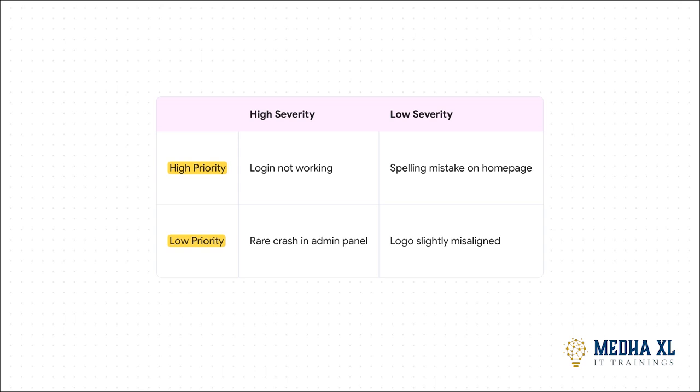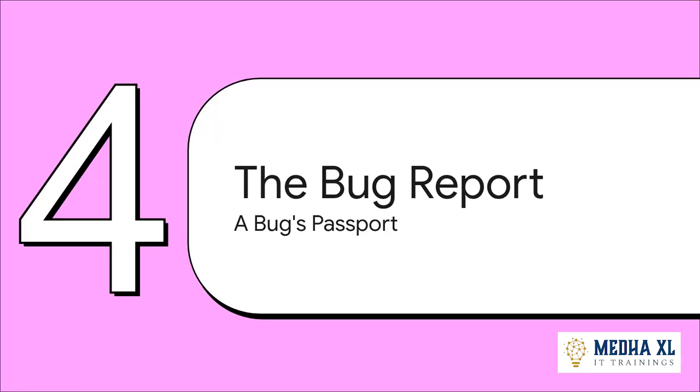Now the best one, a spelling mistake on the homepage. Technically, that's low severity. It breaks absolutely nothing, but it's high priority because it makes the company look unprofessional to every single person who visits the site. See the difference?